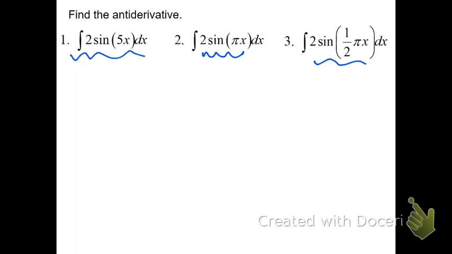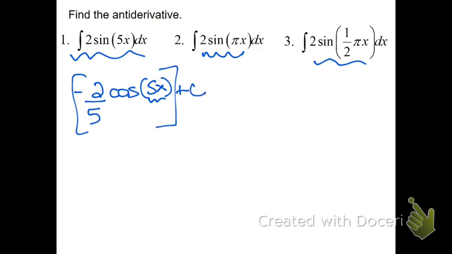Okay, when we integrate sine, you get negative cosine. So this is 2 negative cosine of 5x divided by the derivative of the inside, 5. Now, since this doesn't have bounds, you would have a plus c, but when you do it today, you're going to have bounds, so you won't need the plus c. So remember that. It's negative cosine, and don't forget, divided by the derivative of the inside.